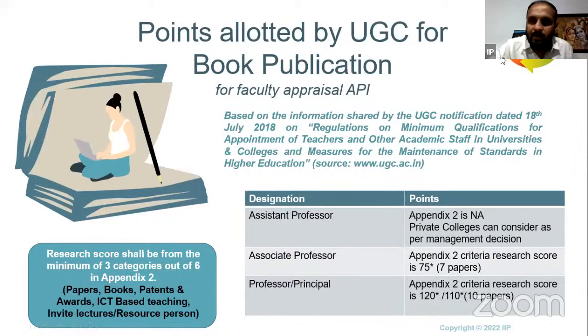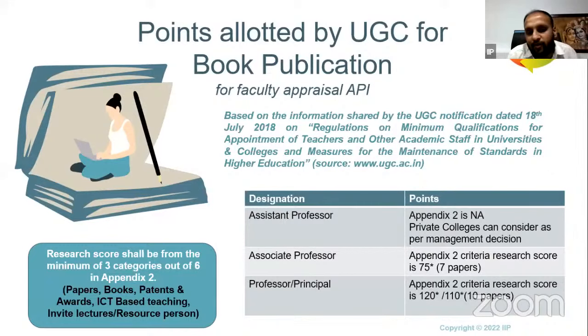So I was discussing the points allotted by the UGC for book publication. In the associate professor Appendix 2 criteria, there are 6 categories they will consider for the points. One is paper publication, second is book publication, third is patents and awards, fourth is ICT-based teaching, and then invited lectures. Out of these categories and subcategories, at least 3 will be considered for allocating the points.